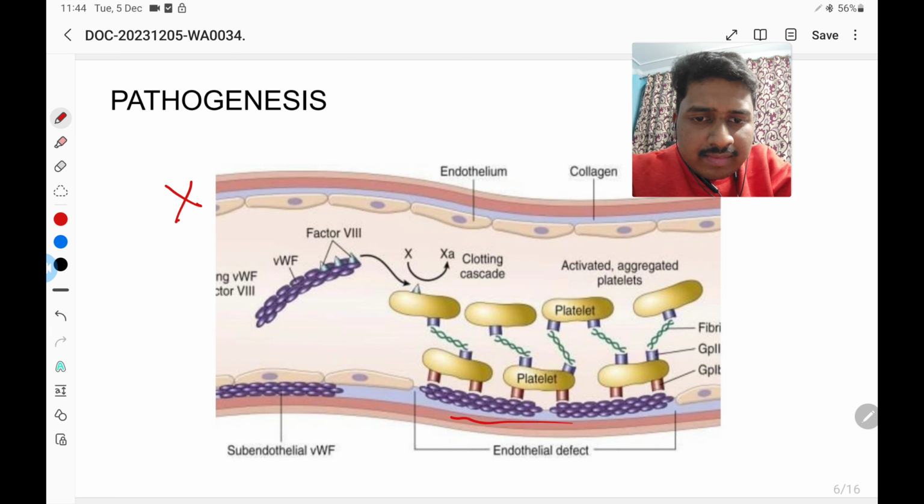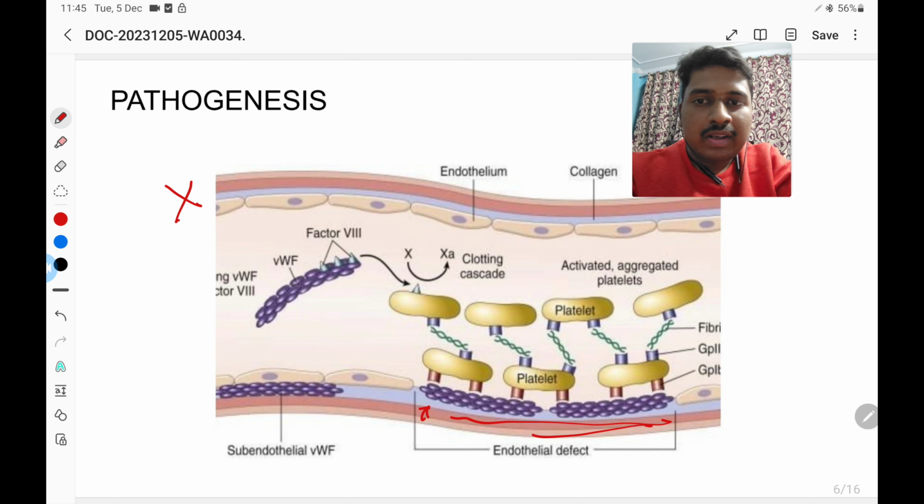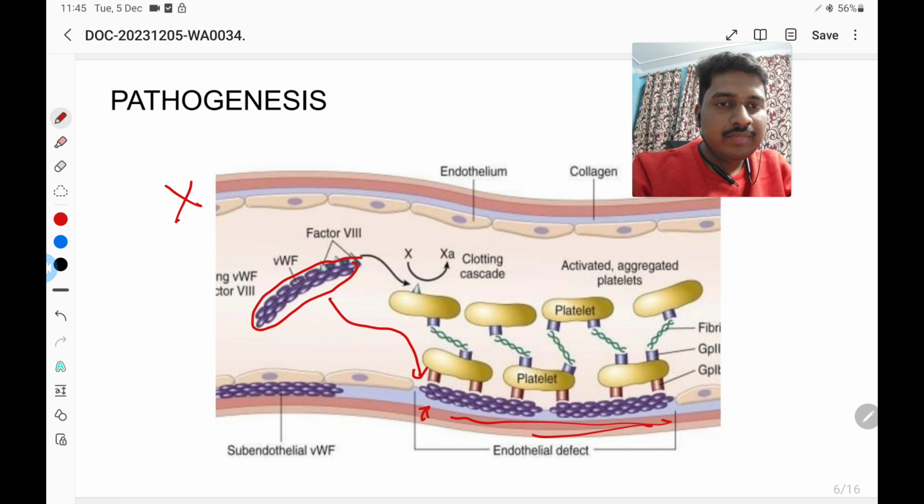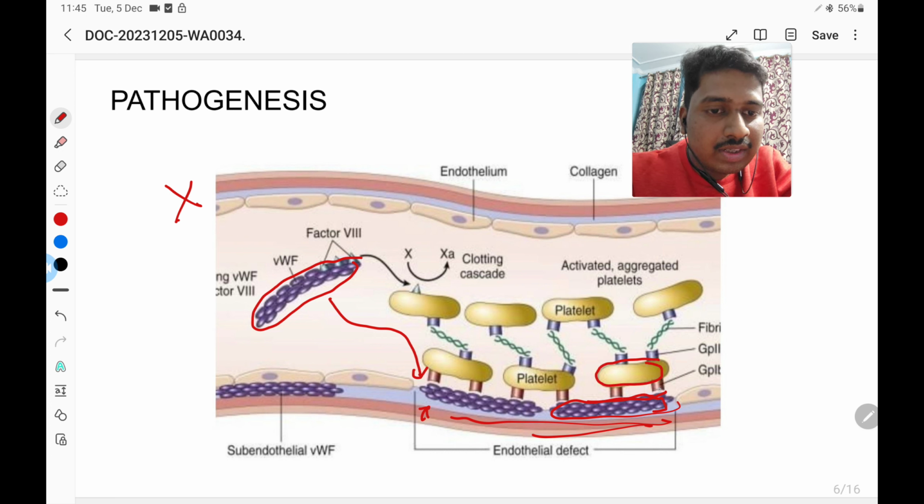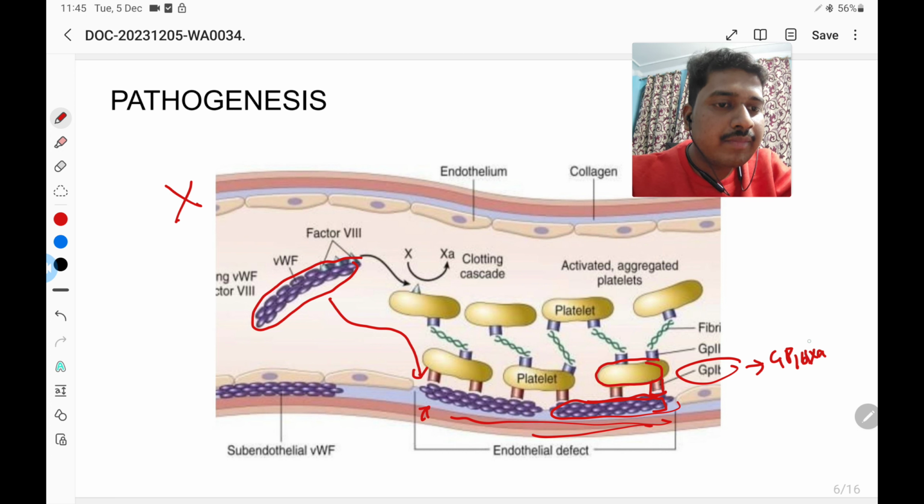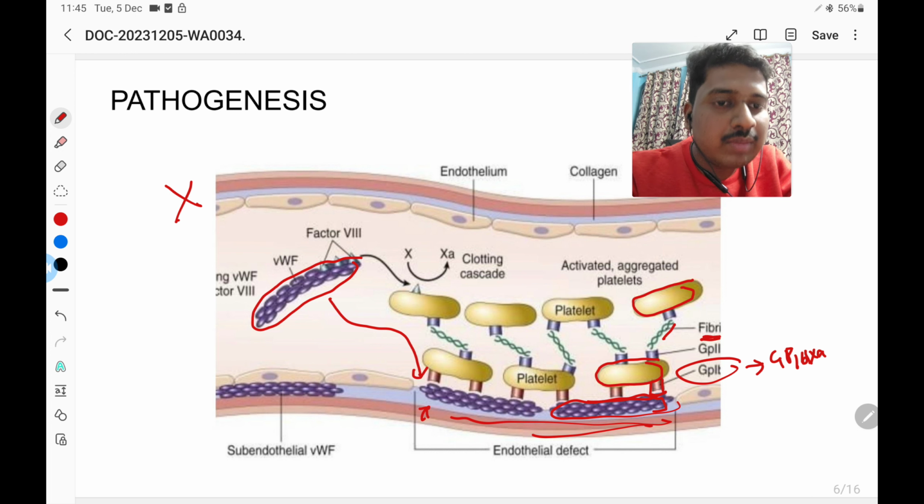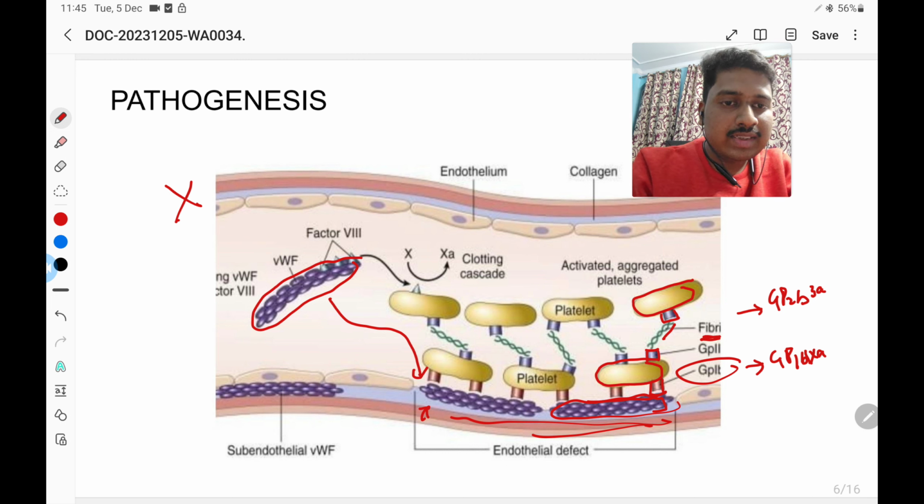See, this is the endothelium. Whenever there is endothelial injury, it will expose subendothelial collagen. Von Willebrand factor which is circulating in the blood will be attracted to this subendothelial collagen. Von Willebrand factor will attract the platelets. So these platelets will attach to this von Willebrand factor using a receptor. Remember, this receptor is GP1B9A. Okay. And then platelets will attach to each other using fibrinogen. Okay, this is fibrinogen. And this receptor which mediates is known as GP2B3A. Why I'm stressing on this, you will come to realize in the next slide. Okay, so this is called platelet adhesion, and this is called platelet aggregation.